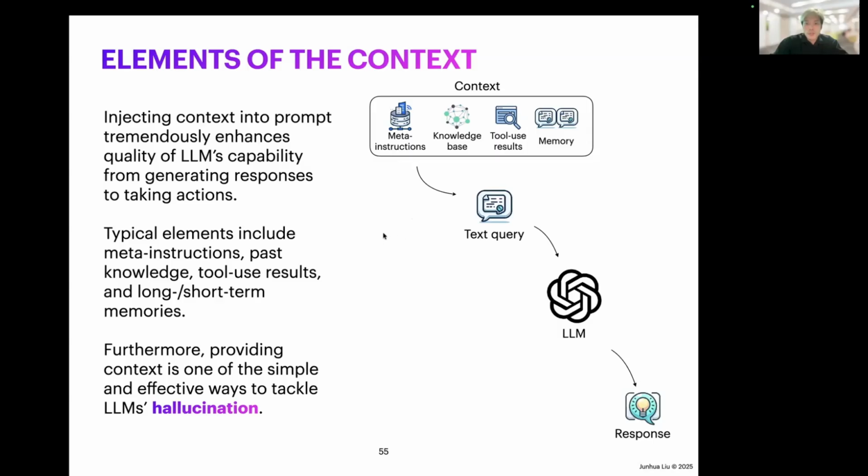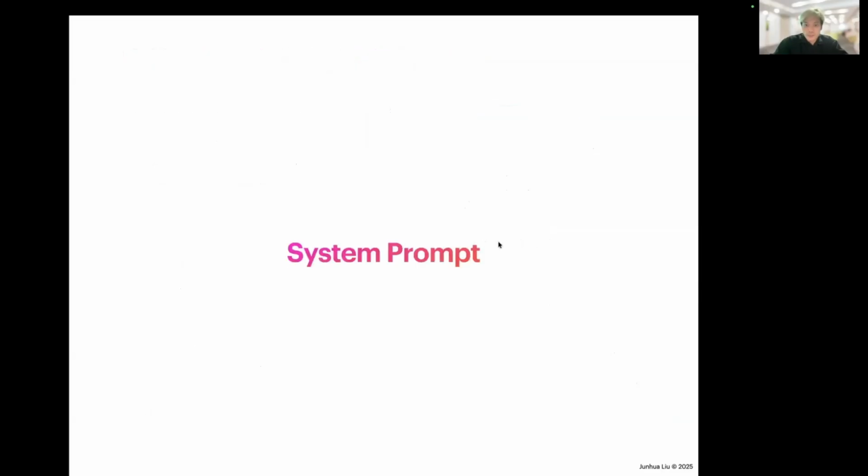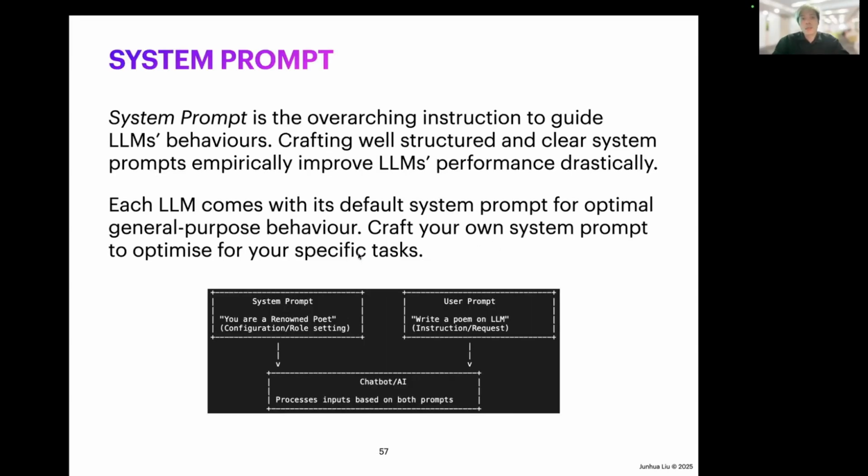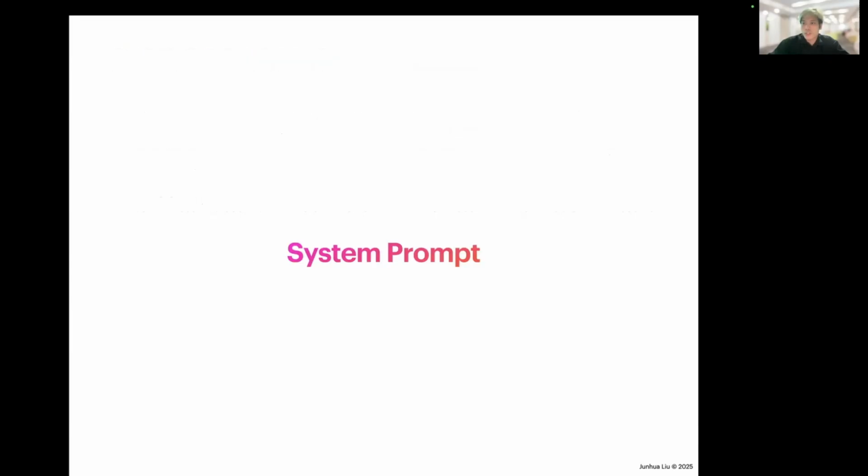Typical elements include meta instructions, past knowledge, tool use results, and memory, whether short-term or long-term. Furthermore, providing context is one of the simplest and most effective ways to tackle LLM hallucination. The first thing is the system prompt. The system prompt is the overarching instruction to guide LLM's behaviors. Crafting well structured meta instruction is generally given in the system prompt.